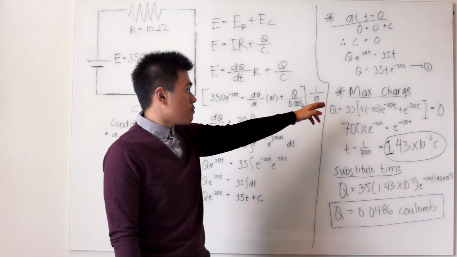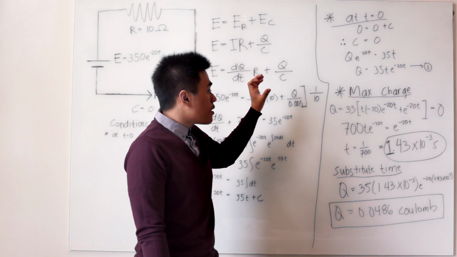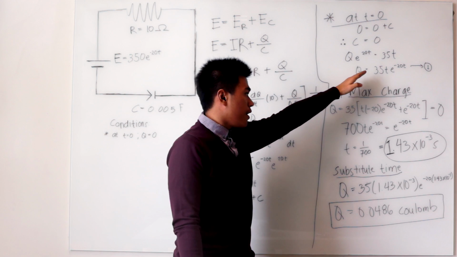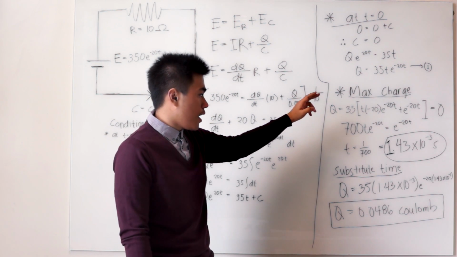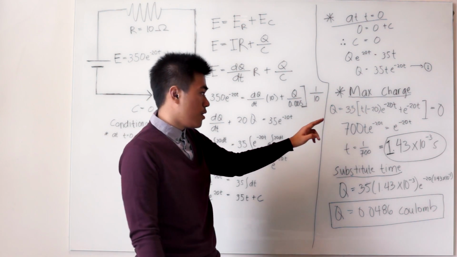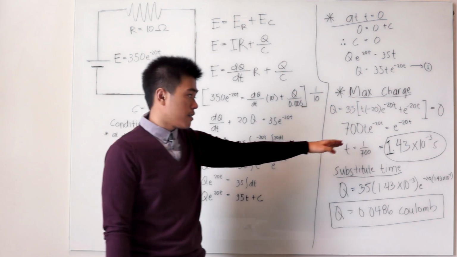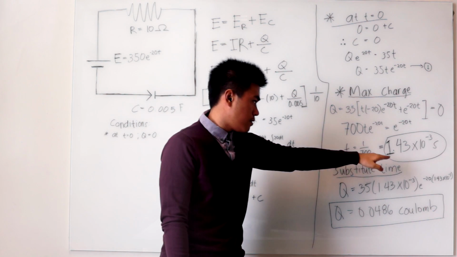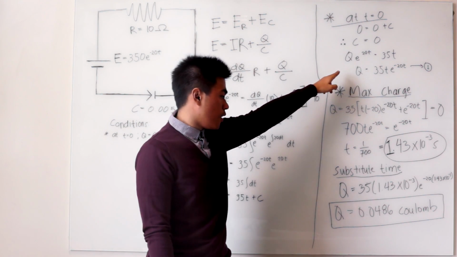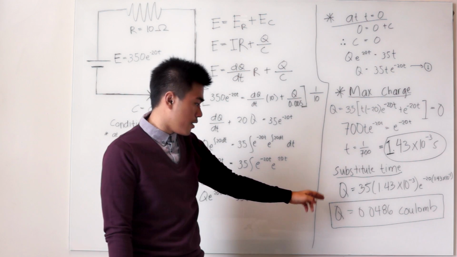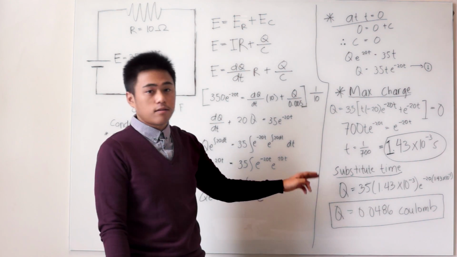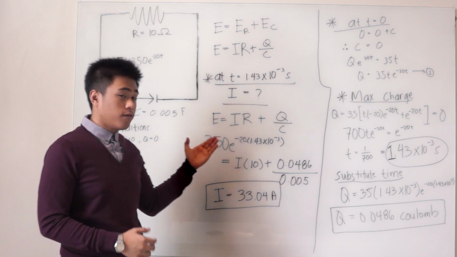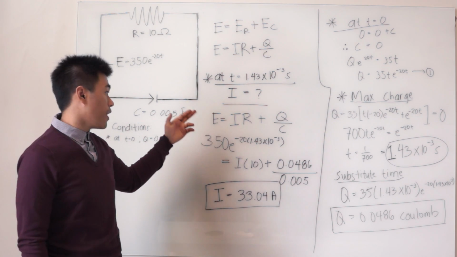To get the maximum charge, we find the first derivative of equation 1 and equate it to 0, and therefore our time is equal to 1.43 times 10^(-3) seconds. Then we substitute this time into equation 1, and we will get a charge of 0.0486 coulombs.